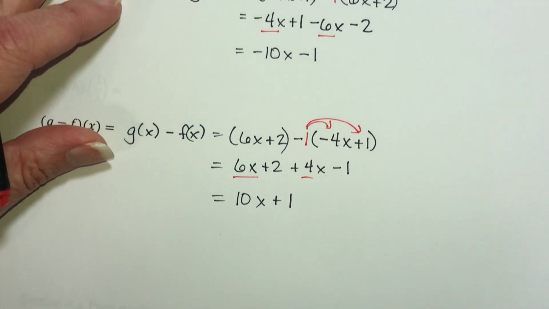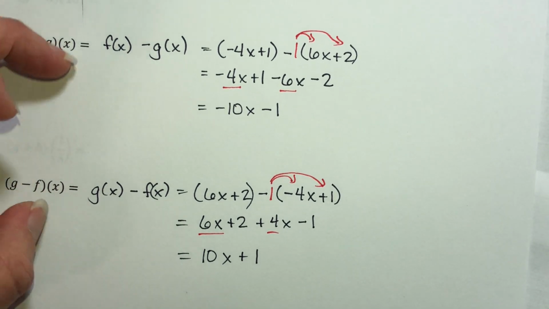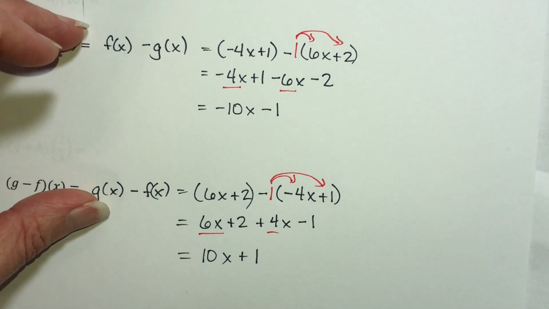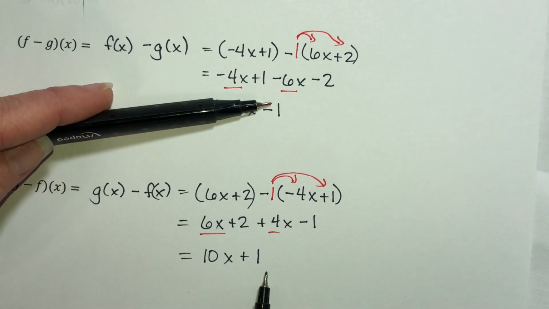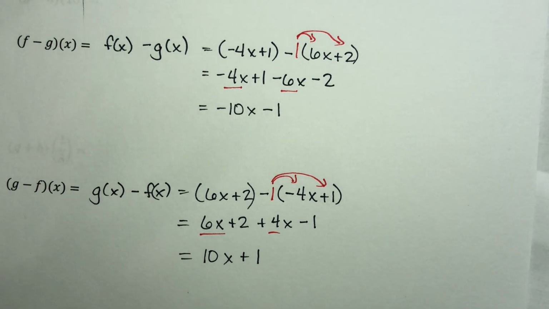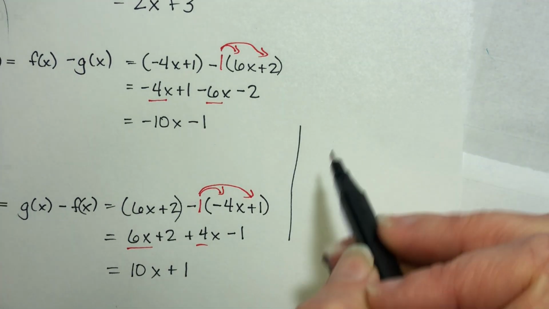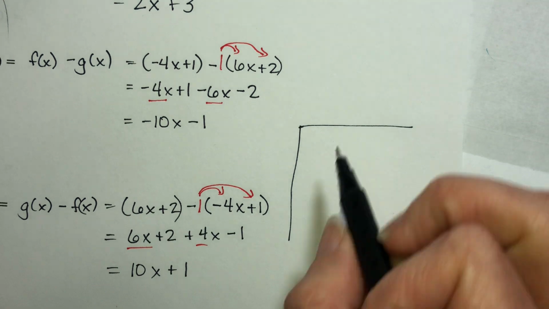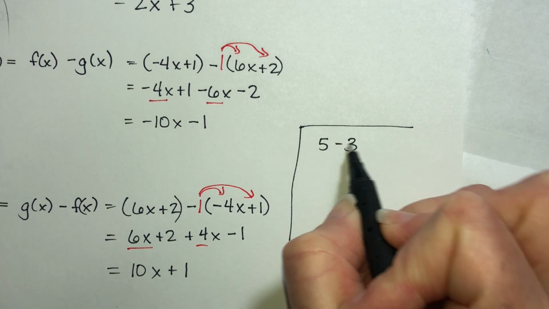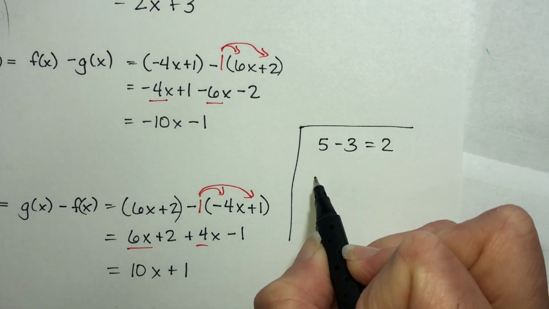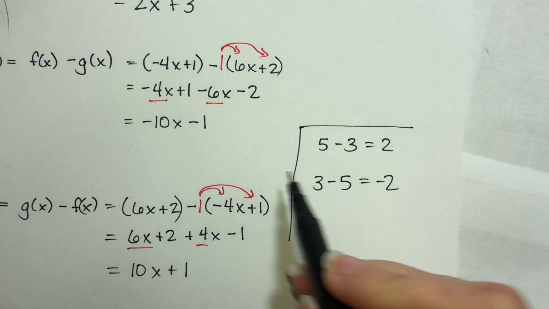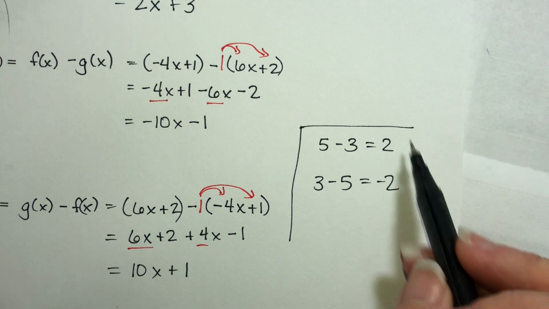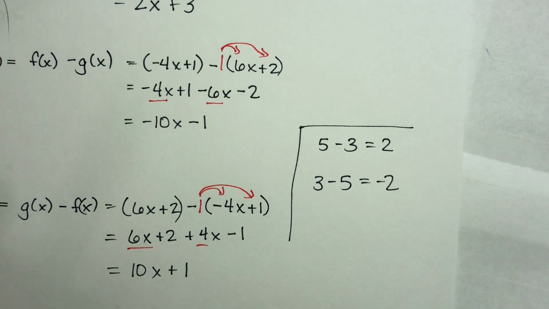Okay, I want to point out one thing. We've changed the order of subtraction here. And what changed? This was a negative, this is a plus. This is a negative, this is a plus. If you change the order of subtraction, you change the sign of everything. If you think about it with numbers, you'll also see that that's true. If I do 5 minus 3, I get 2. But if I do 3 minus 5, I get negative 2. If you change the order of subtraction, all you're doing is changing the sign. Okay?